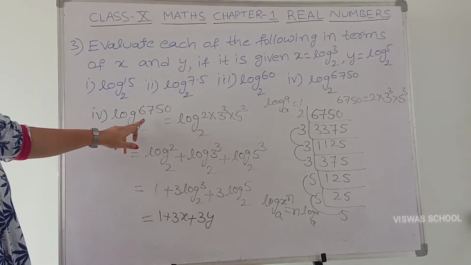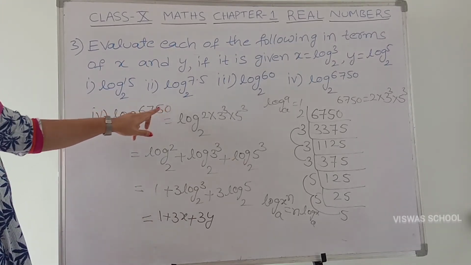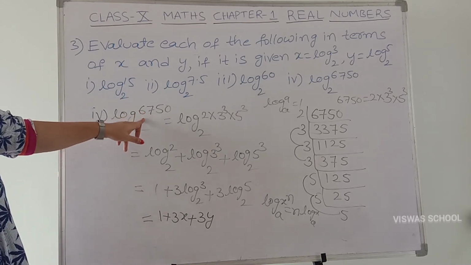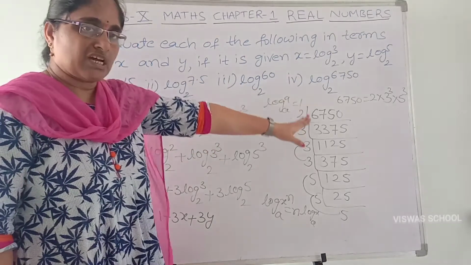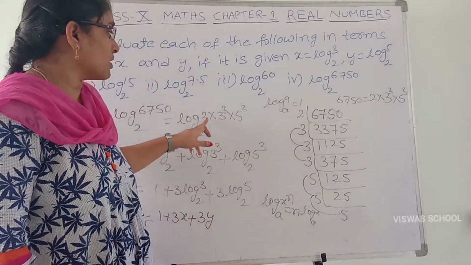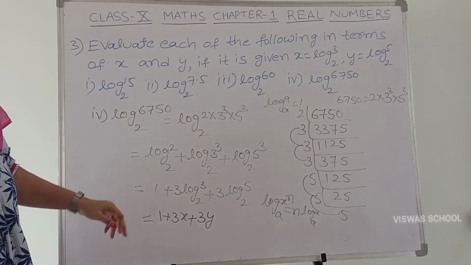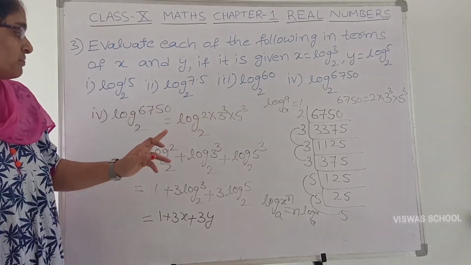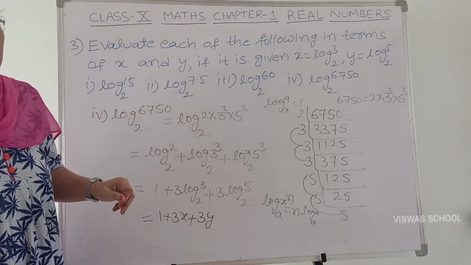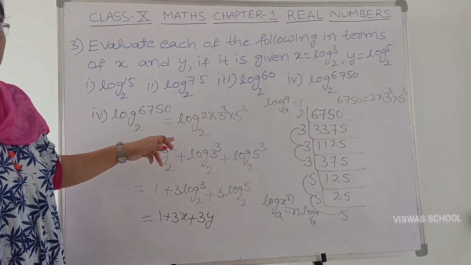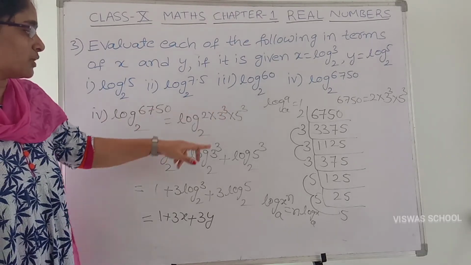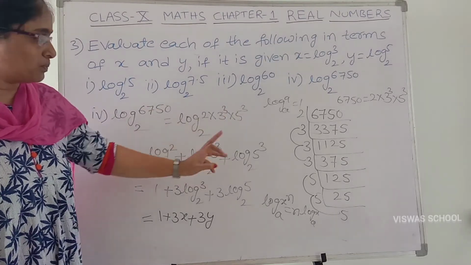Once here, first log 6750 base 2. First we are writing this 6750 as product of prime factors. If you write this in prime factors, it is written as log of 2 into 3 power 3 into 5 power 3 base 2. Now it is in the form log xy to the base a, that is log x base a plus log y base a. That is log 2 base 2 plus log 3 cube base 2 plus log 5 cube base 2.